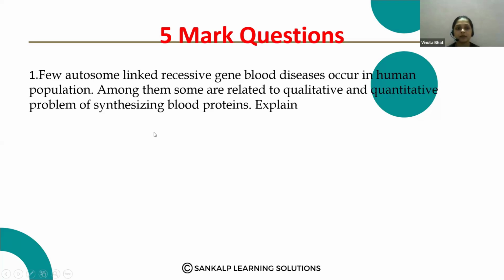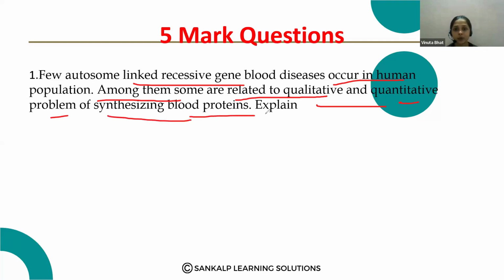Okay, here: few autosome-linked recessive blood diseases occur in the human population. Among them, some are related to the qualitative and quantitative problems of synthesizing the blood proteins. Explain.